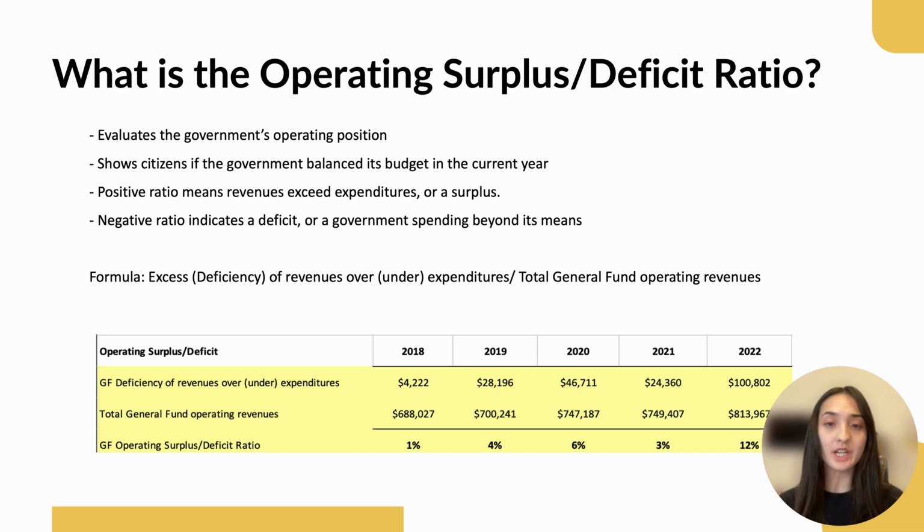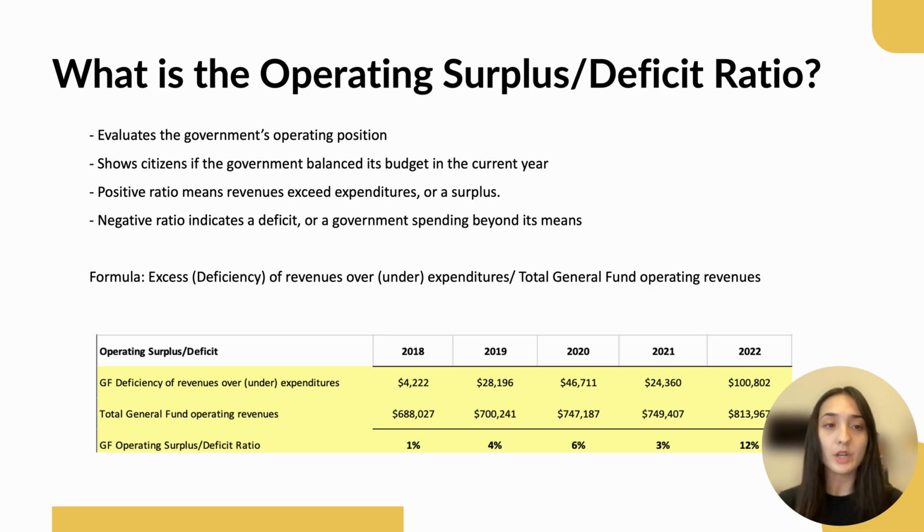So what is the operating surplus and deficit ratio? This ratio is a way to evaluate the government's operating position and helps to indicate if the government had sufficient revenues to cover current costs or expenditures. It's also a way to show citizens if the government effectively balanced its budget in the current year and if the government is able to manage its finances sustainably and responsibly for its citizens. It's also just a way for the government to show public trust, transparency, and accountability in their reporting objectives.